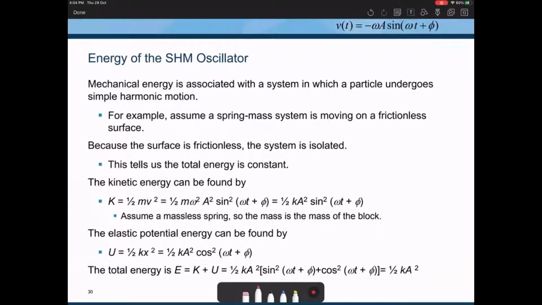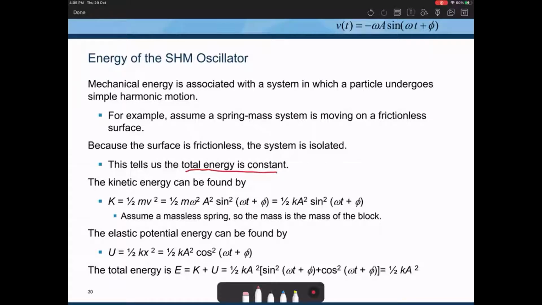Now, we try to further understand the energy conversion during the oscillation process. The idea is that you are having the oscillation of the spring mass system on a frictionless surface. So all the energy is conserved, and it is basically an isolated system. Total mechanical energy should be constant.